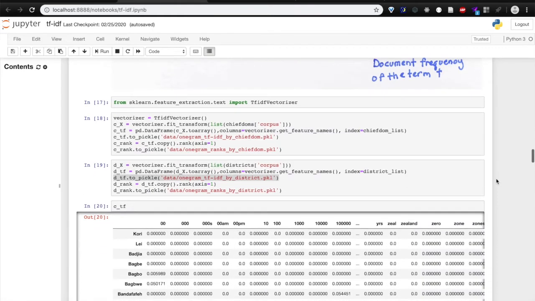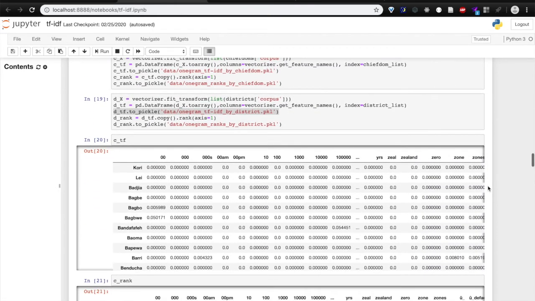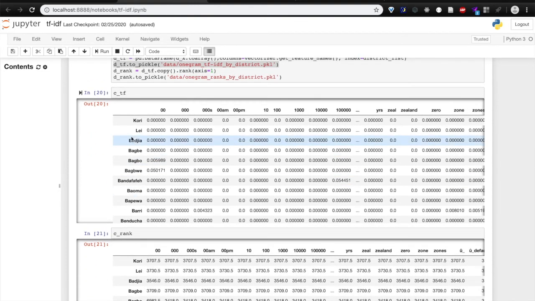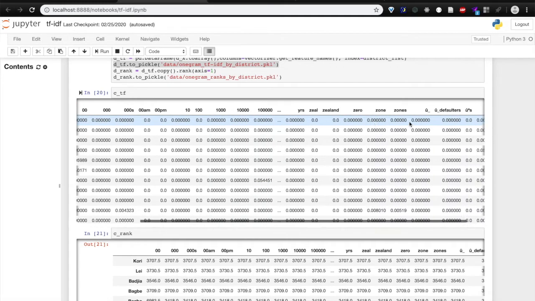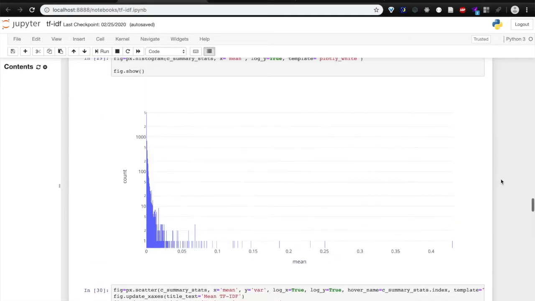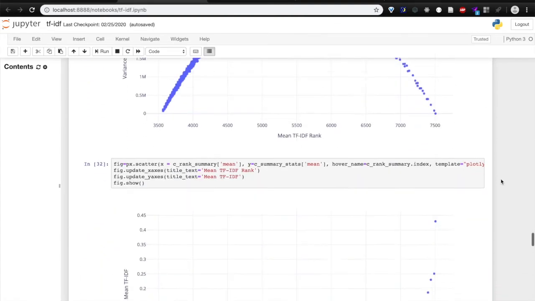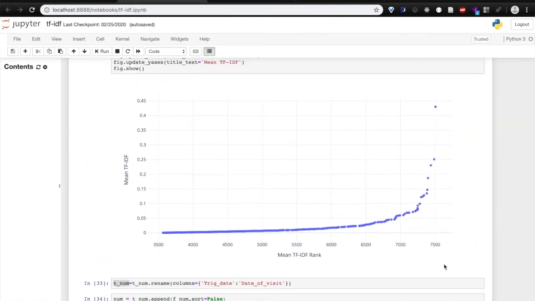And so we train these vectorizers both at the chiefdom level and at the district level in order to get out these data frames where, in this instance, we have all of the chiefdoms as the index, and the columns represent every single 1 gram. What we can see down here is, as expected, there's kind of a Zipfian distribution to the word frequencies.